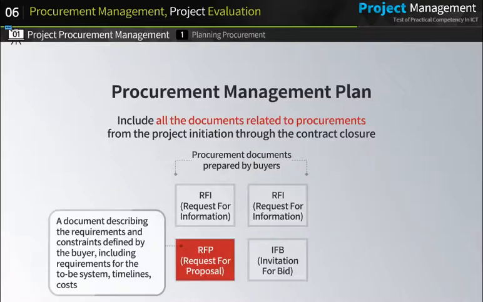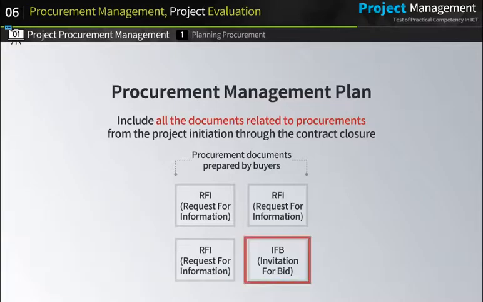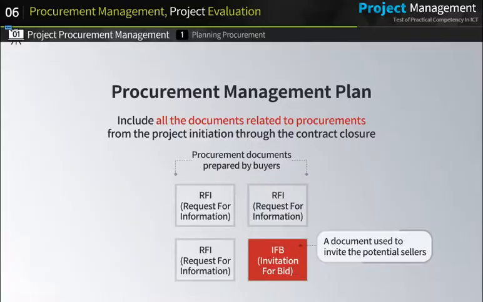An RFP is a type of procurement document which describes the requirements and constraints defined by the buyer, including requirements for the to-be system, timelines, costs. An IFB is a type of procurement document which is used to invite the potential sellers to a meeting.